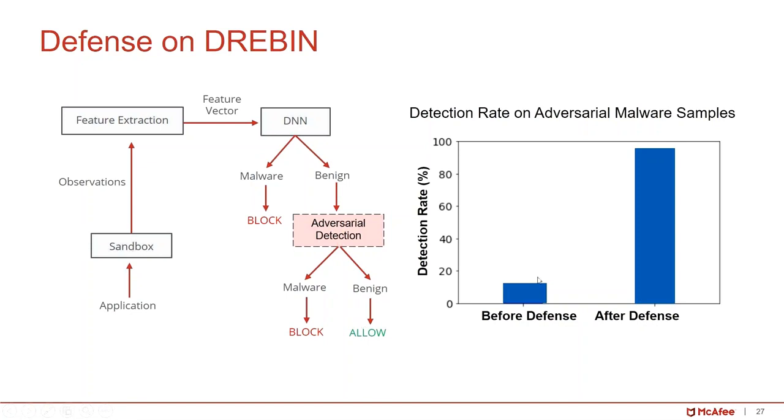For the detection rate after the defense, we can see the detection rate of adversarial malware samples. We got a very high detection rate.